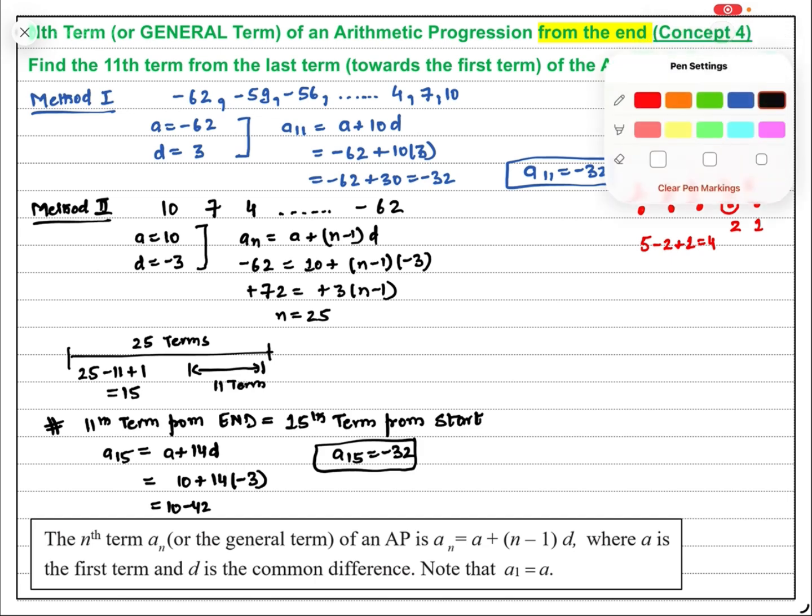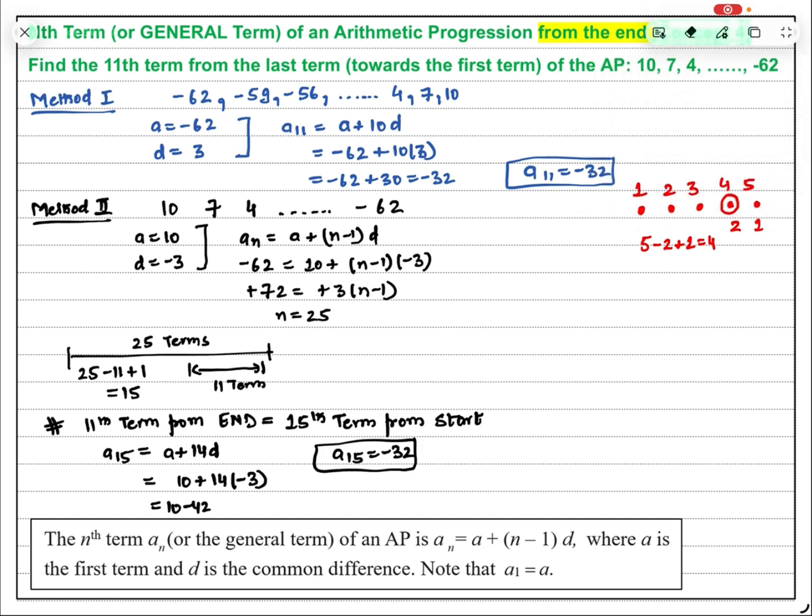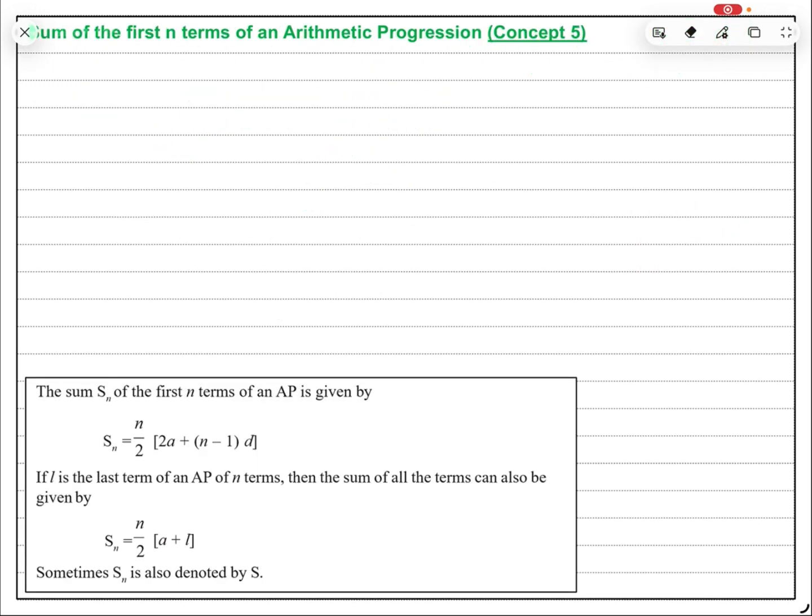Okay, I think we have covered 4 concepts till now. We understood what exactly is an arithmetic progression. We understood how exactly to find out whether a given series is an arithmetic progression or not. Then the third concept we discussed was how to find the nth term or a general term of an arithmetic progression. And the fourth concept which we learned is how to find the nth term from the starting or from the ending. So both the ways we explored.